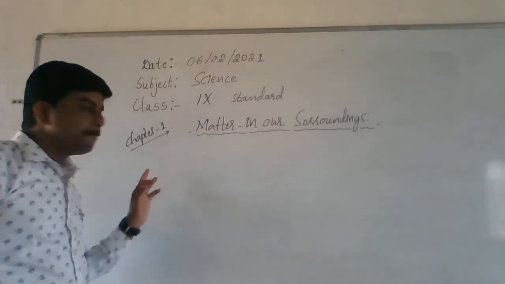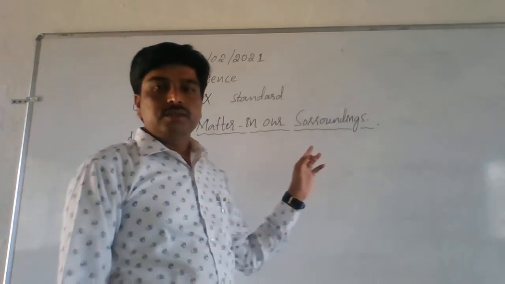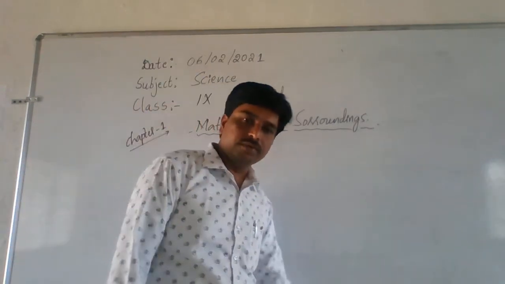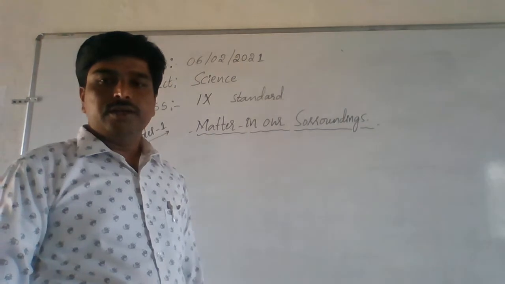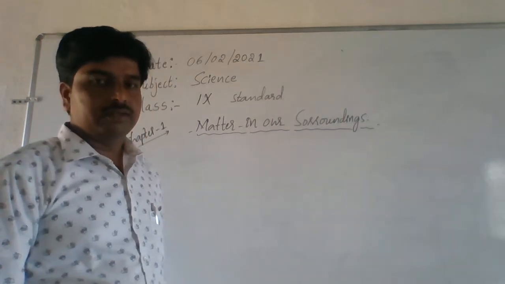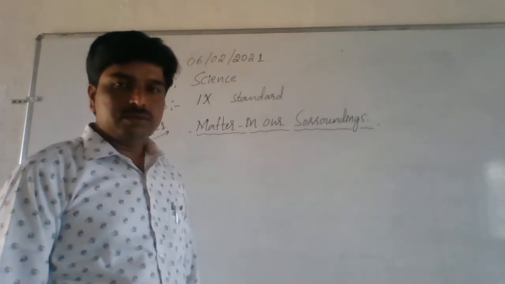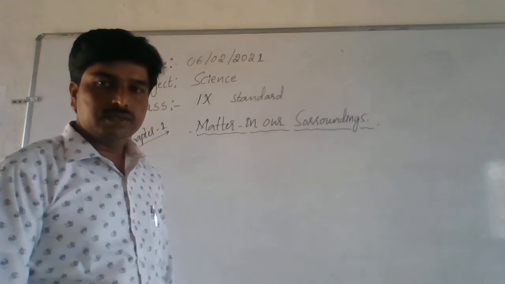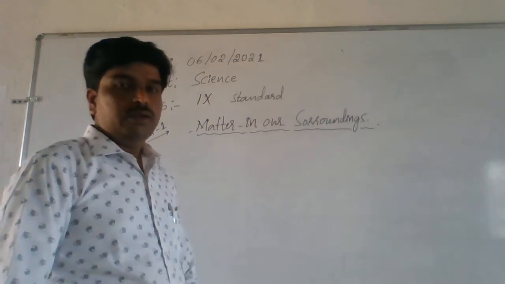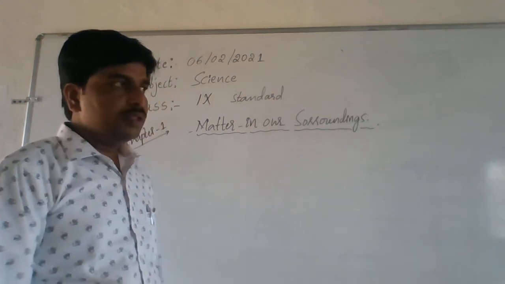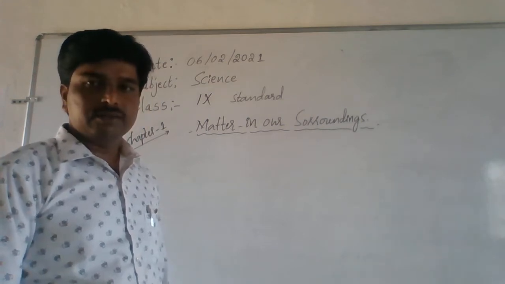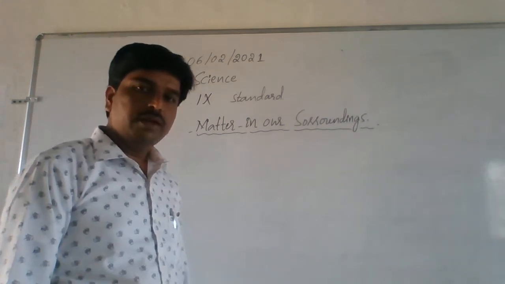Chapter number 1, matter in our surroundings. Already in the basic class, I clearly told about this matter. See, in the universe, everything is made up of matter. We say everything is made up of matter.